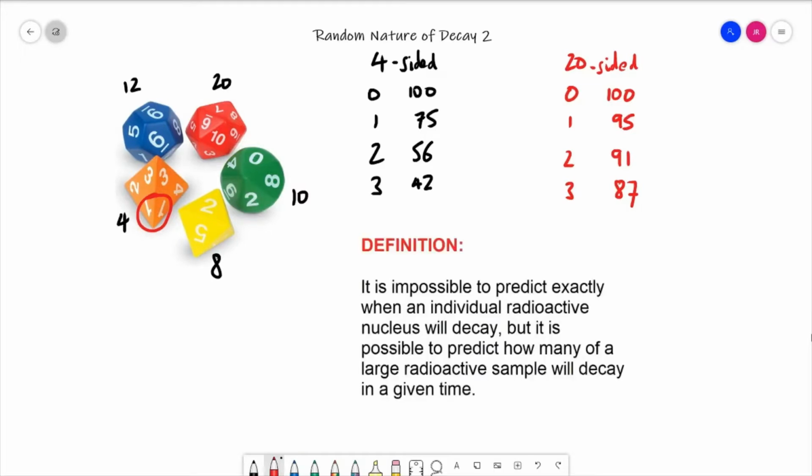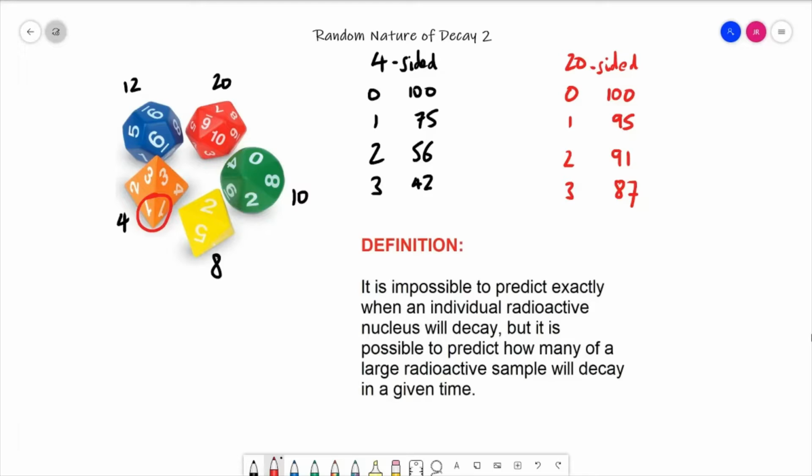It's important then at this point to understand this idea of random nature, and if you have a look at the definition on the screen, it's impossible to predict exactly when an individual radioactive nucleus will decay. If we take that from our dice point of view, if you kept on rolling a normal 6-sided dice, there is no way that you can predict on exactly which roll you're going to get it to roll a 1.